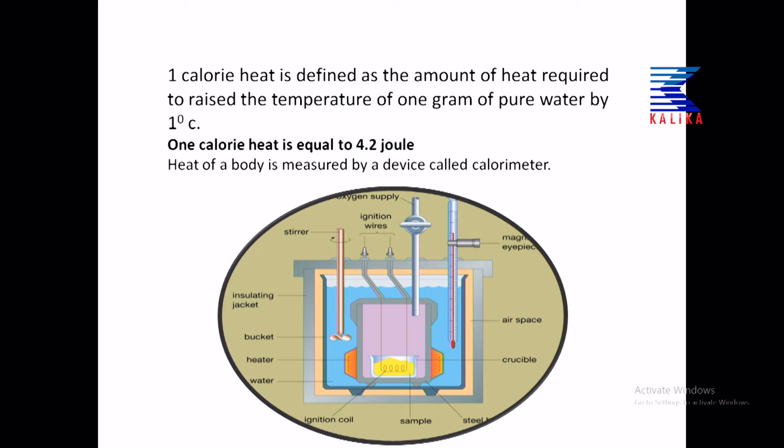Remember this point, 1 calorie is equal to 4.2 joules, and the heat of a body, or heat energy, is measured by a device called a calorimeter. In the figure you can see this is the calorimeter, and the substance whose heat energy needs to be measured is kept in the vessel, as labeled there. So, this instrument is a calorimeter. It measures the heat energy of the given substances.